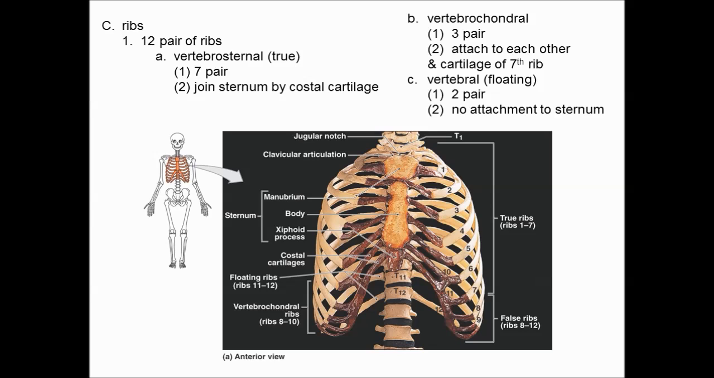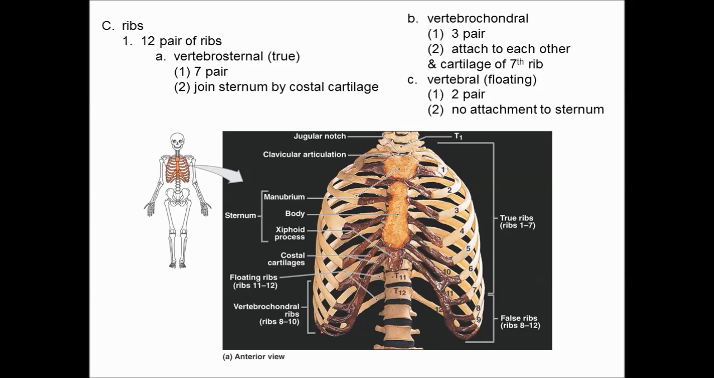The vertebrochondral go between the vertebral column and cartilage, and the floating ribs are just little extensions out from the vertebrae, the last two vertebrae that don't go all the way around the thorax, so they call them floating ribs. So there are 7 vertebrosternal. You can see them labeled very nicely, 1 through 7. And all of them extend from the vertebral column and then through a little piece of cartilage connect to the sternum.